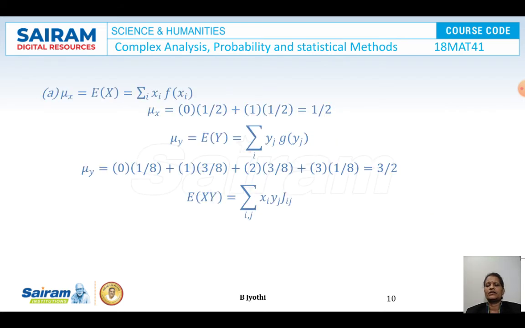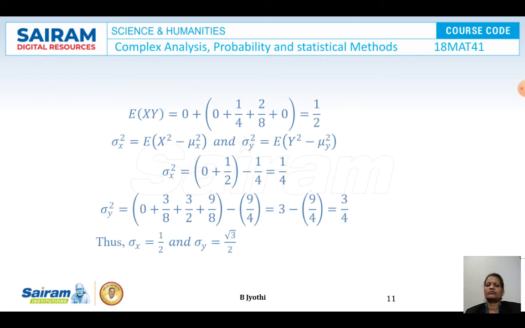Now let's compute the expectation of x, that is mu x. Mu x is given by summation xi into f of xi, where mu x is 0 into half plus 1 into half, which gives us half. Mu y is E of y, which is yj into g of yj under the summation, which gives us 0 into 1 by 8 plus 1 into 3 by 8 plus 2 into 3 by 8 plus 3 into 1 by 8, which is 3 by 2. Next, E of xy, the formula is given by xi yj into Jij.